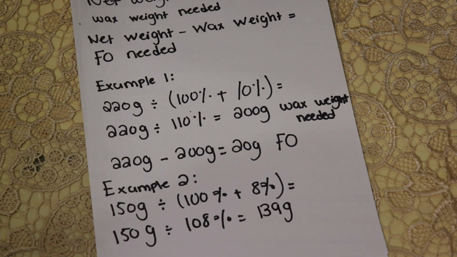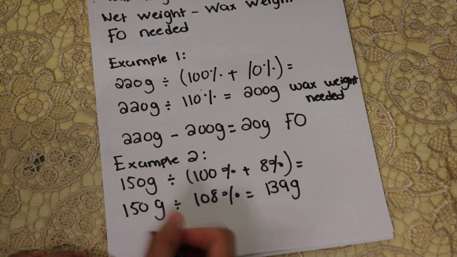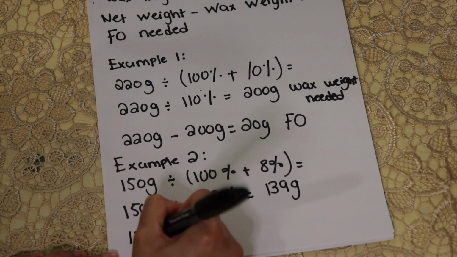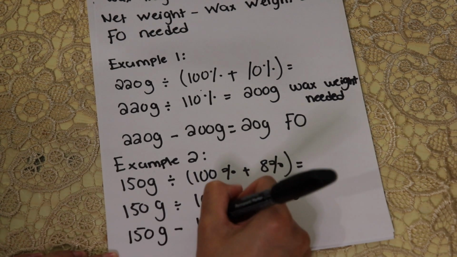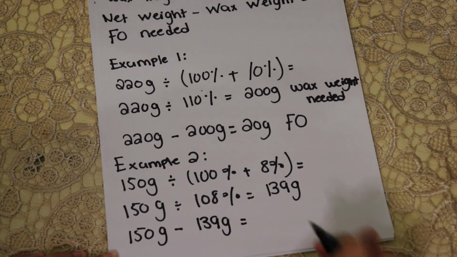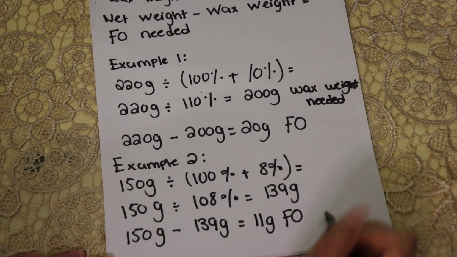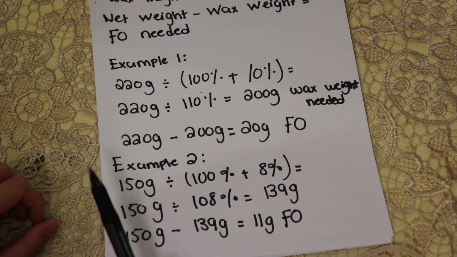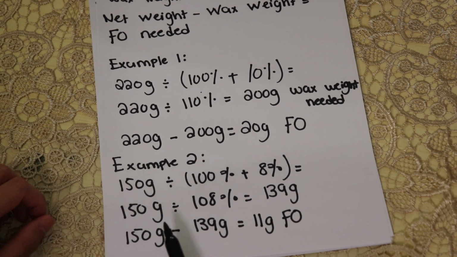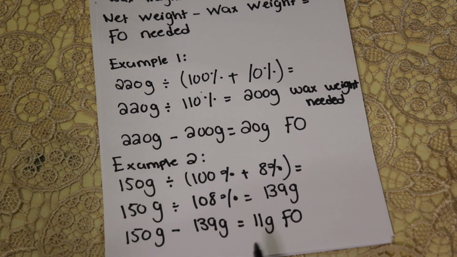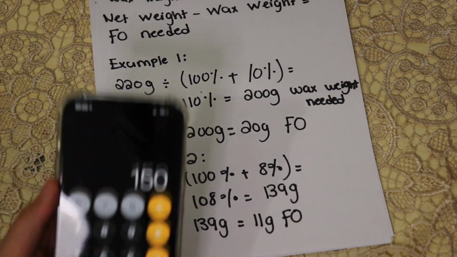So then I'm gonna move on to figure out my fragrance oil needed. So I'm gonna go ahead and take 150 grams, take away 139 grams, and that equals 11 grams of fragrance oil. So to double check, I'm looking for an overall weight of 150 grams. So I'm gonna add 139 plus 11 grams, and that gives me 150 grams.